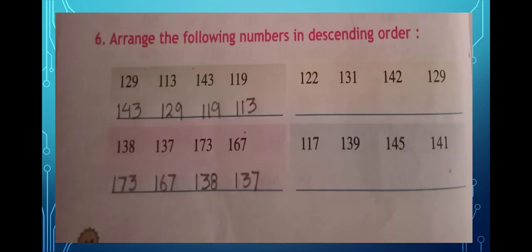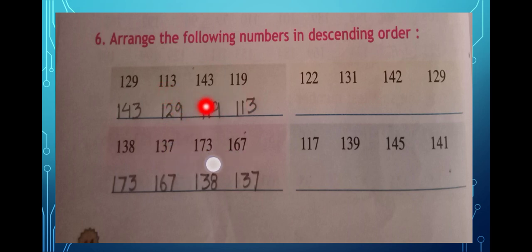Question number 6 is arrange the following numbers in descending order. Descending order means from big to small. From big to small. So here you are going to arrange the biggest number first. So what is the first question? 129, 113, 143 and 119. See here you see all are 3-digit numbers. So hundreds place is also same. So let us see the tens place. So here it is 2, here it is 1, here it is 4 and here it is also 1.